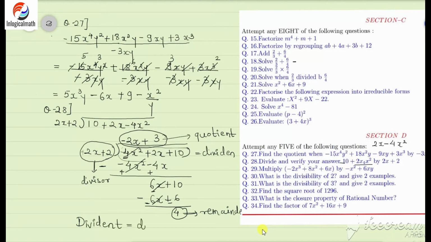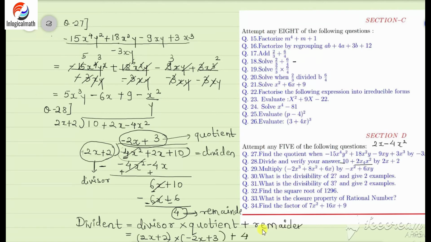equal to divisor multiply quotient plus remainder. Okay, so what you have to do, just put the value of the divisor. So what is the divisor? 2x plus 2 multiply quotient, which is minus 2x plus 3. Okay, minus 2x plus 3 plus remainder is what?